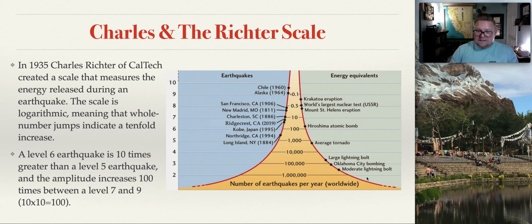So we start seeing that, look how fast we go from a tornado to an atomic bomb to the world's largest nuclear test. So it's quite progressive. So it allows us to understand that.